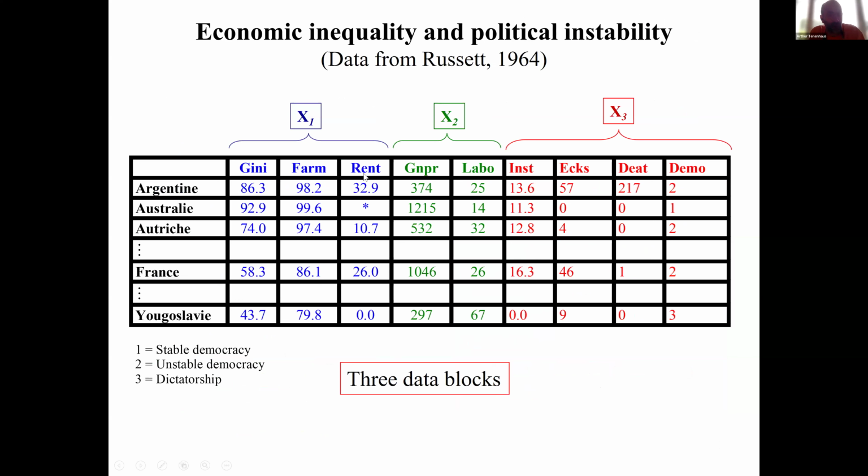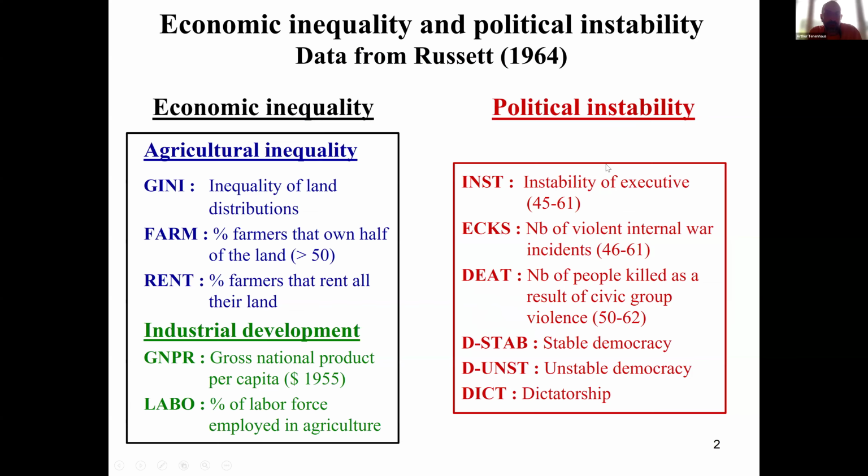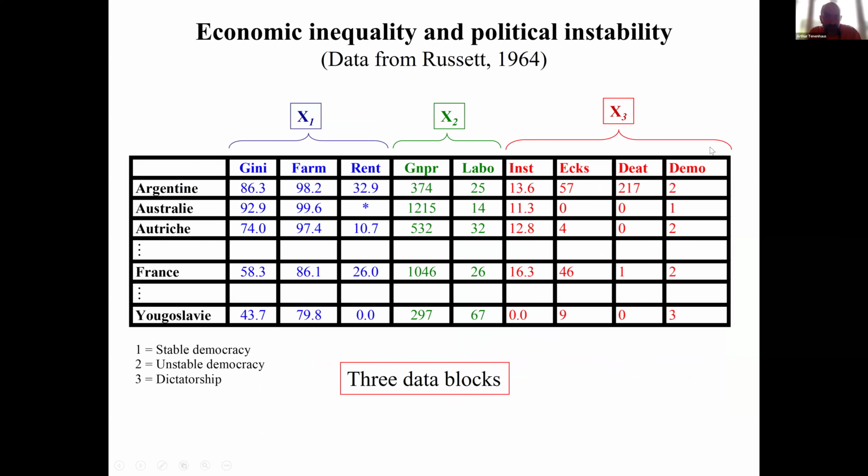So Gini, farm, and rent are the variables related to agricultural inequality. GNPR and Labo are the variables related to industrial development. And instability variables are related to political instability. And so we have classical blocks here, which can be divided into three blocks. The first block is related to agricultural inequality. The second block is related to industrial development, and the third one to political instability.